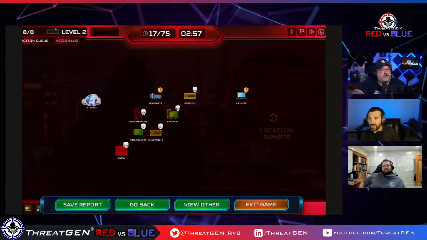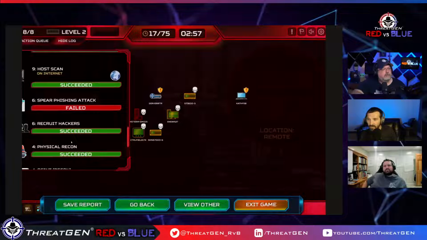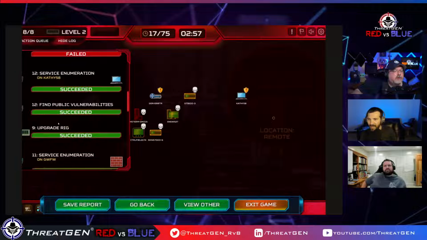Let's see what they did here. This is their thing. They did OSINT, physical recon, recruited some hackers. They did spear phishing. They scanned from the internet. They found the gateway firewall. It looks like they enumerated services on the gateway firewall. They upgraded their rig. They hit. That's what happened.